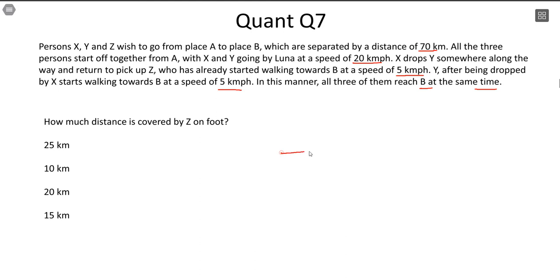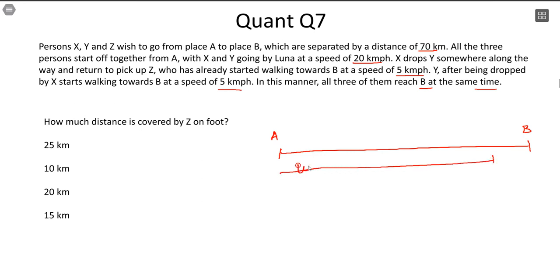Look at this storyline. You have 2 places, A, B. Think of Y now. How has he traveled? First, he traveled by Luna. This is Y's story. And then some distance walking. Think of Z's story. He has first walked some distance and then the rest of the distance on Luna.